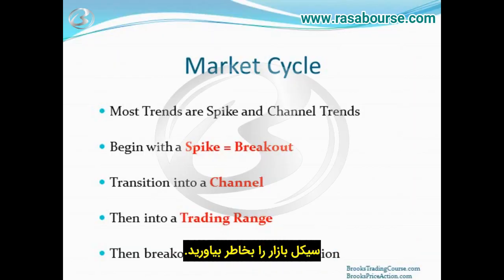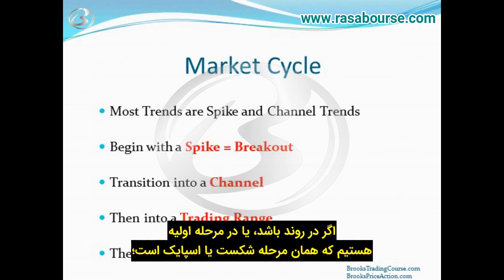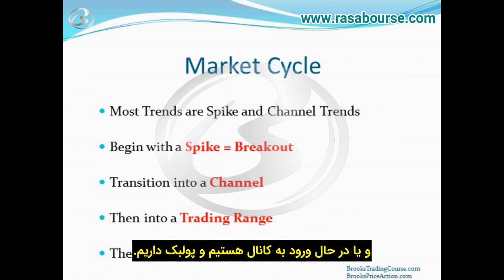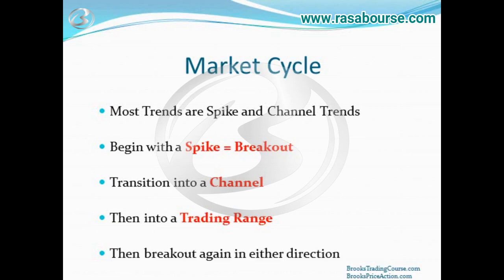Remember the market cycle. The market is either in a trend or in a trading range. If it's in a trend, it's either in the initial phases, the breakout phase, the spike phase, or it's transitioned into a channel where there are some pullbacks. The channel evolves into a trading range. The trading range then breaks out in either direction, and then the process begins over.